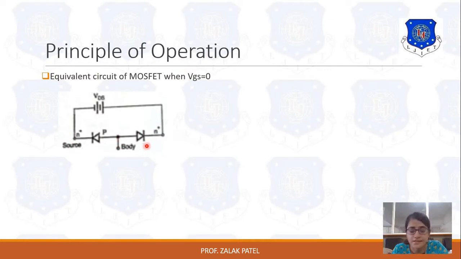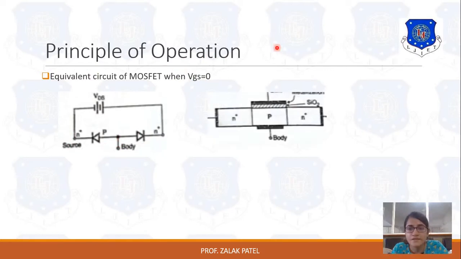So it looks like this. This is the equivalent diagram for N-channel MOSFET. Here again you can see that between two N plus layers there will be this P layer, and it is not in direct contact with the gate terminal. Over here there should be the gate terminal. So this P layer is not in direct contact with the gate terminal. There should be some layer present in between, and this layer is called the SiO2 layer.